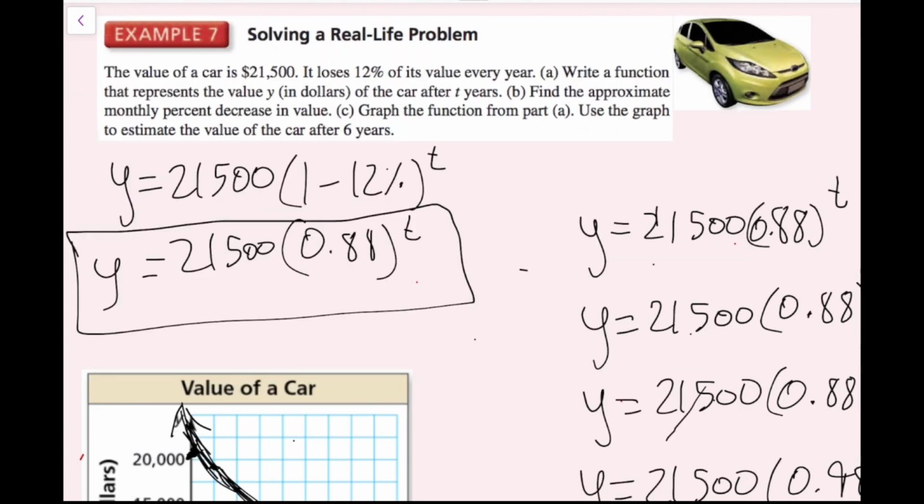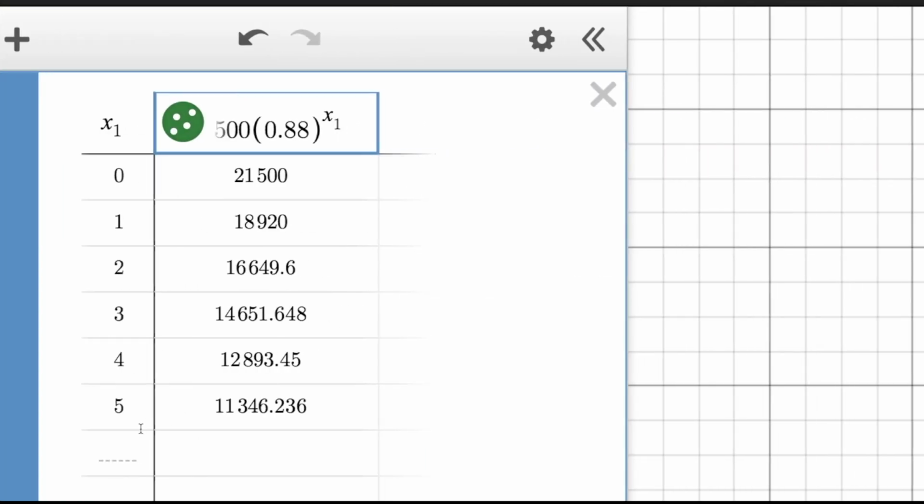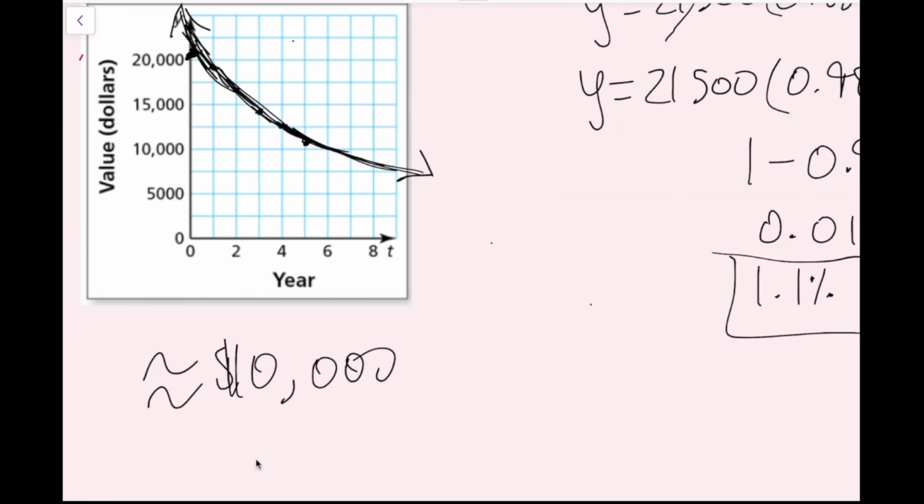And I'm actually going to go to the table of values that we made in Desmos and see how accurate my guess was based on my graph. So if I go here and type in 6, it's 9,984. So we were pretty close. We're only off by about $15 or $16 here. So anyway, we've successfully graphed this equation, we've successfully figured out the monthly percentage, and we've successfully written the function. So now we're done.